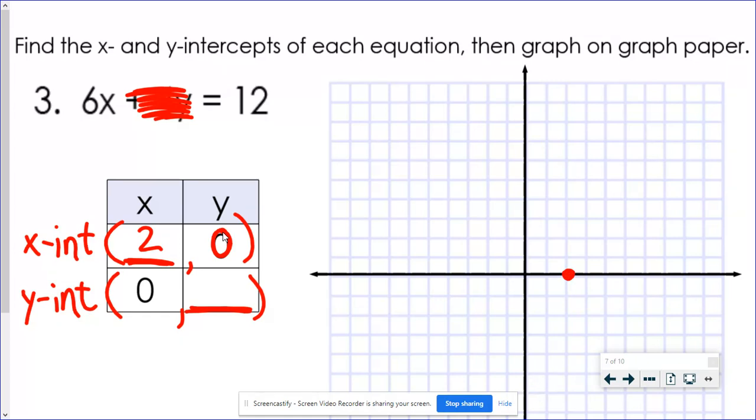Now, to find the y-intercept, I'm going to say that the x is 0 this time. So 6 times 0 is going to be 0, and adding 0 doesn't do anything, so this part just goes away. So I really have just 4y equals 12. So the y has to be 3. So (0, 3) would be my y-intercept, and then you would use a straight edge and do your best to get a straight line with some arrows.